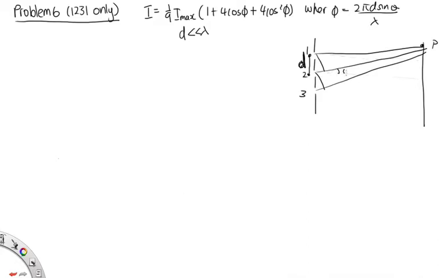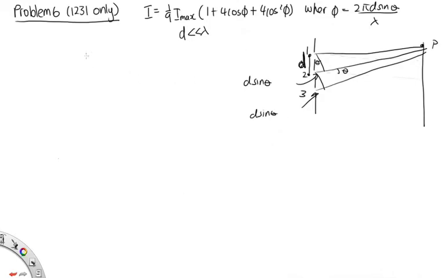Now this angle here is given as theta, and so this angle up here is theta, and so the light rays from the second slit have travelled an extra distance d sine theta, and the light rays from the third slit have travelled a further distance d sine theta. So the difference between the light from 1 and 3 is 2d sine theta.